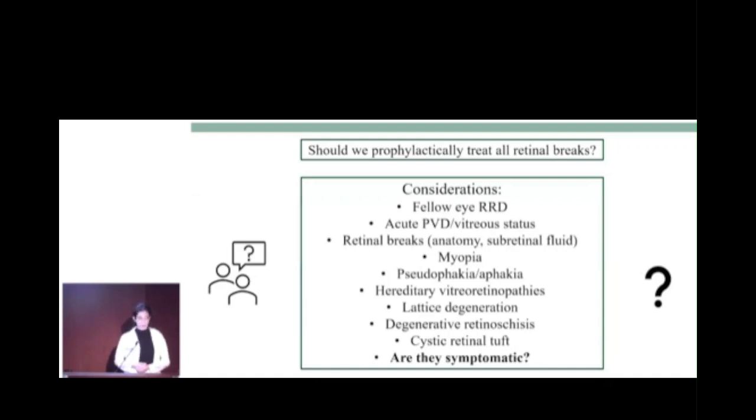What happened to the fellow eye? And then importantly, what's the status of the vitreous? Because like I said, in the studies to compare each other, it's really hard to know the patient's risk if you don't know the status of the vitreous and if a PVD has occurred or if you think it's occurred. And then there's precursors we'll talk about, like lattice degeneration, that are often cited as precursors to RRDs.